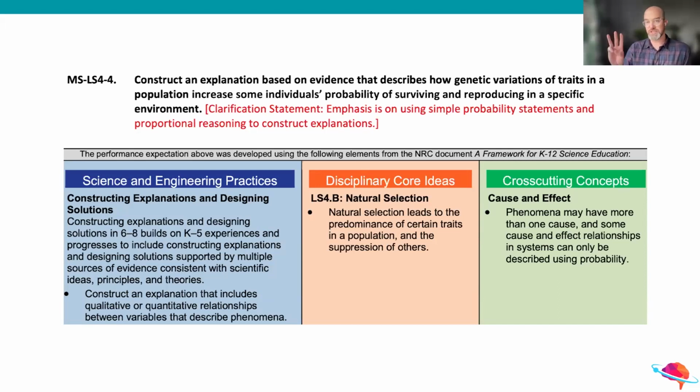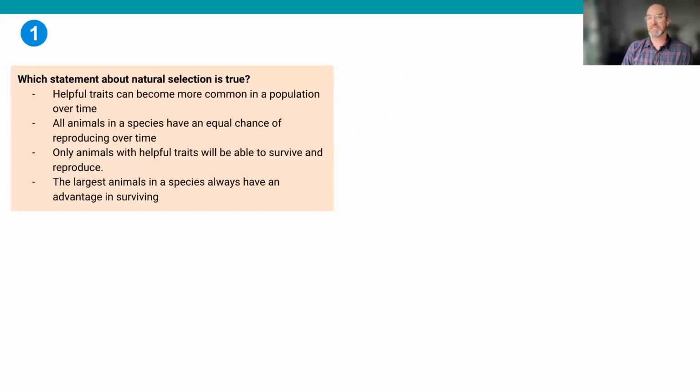There are three dimensions to the standard: the SEP, constructing explanations. Students have to understand the DCI, which is natural selection, and then finally the cross-cutting concept of cause and effect, and that some things may have multiple causes, but that we can use cause and effect relationships to describe outcomes. And so within this, we're going to look at two different questions and consider the differences between these questions.